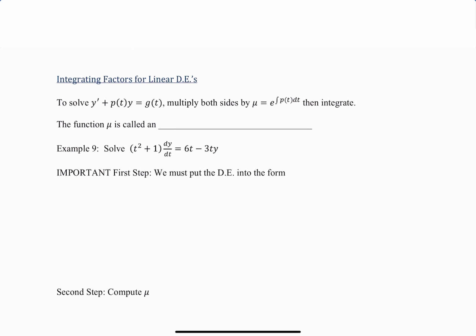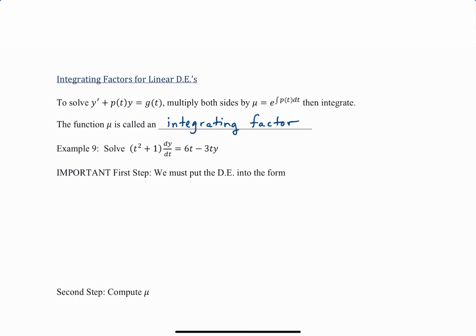To solve a linear equation, so one of the form y prime plus p of t y equals g of t, we're going to multiply both sides of the equation by something we call mu. That's why I was calling that other function mu on the previous page. Mu is defined to be e to the integral of p of t dt. So we multiply both sides by that, and then we integrate. And this function mu is called an integrating factor, because it allows you to actually integrate something that you might not have been able to integrate otherwise.